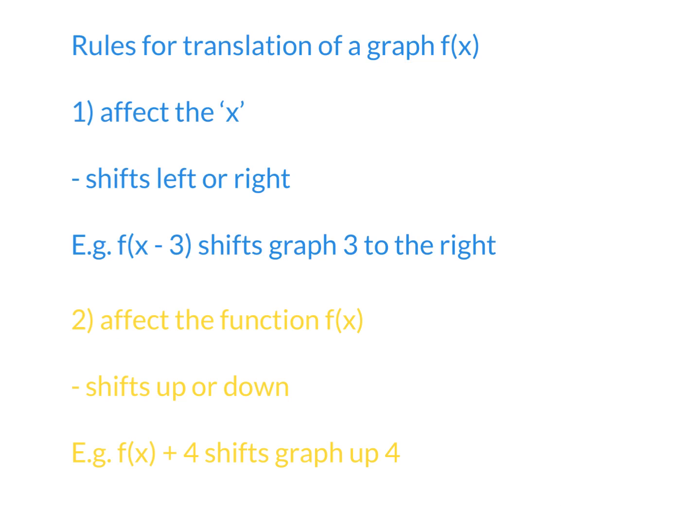So let's remind ourselves of the rules for translating a graph. If we affect the x value, then it shifts the graph left or right. The example we've used before is f(x - 3), which shifts the graph 3 to the right. If we affect the function itself, that is, we add or subtract something after it, then it shifts up or down. For example, f(x) + 4 shifts the graph up.